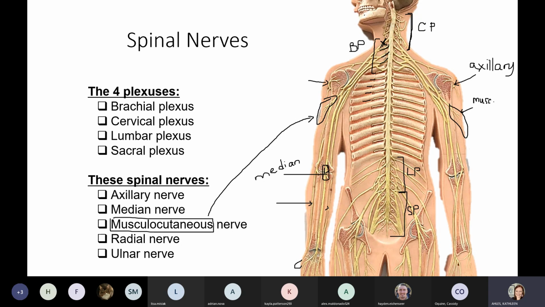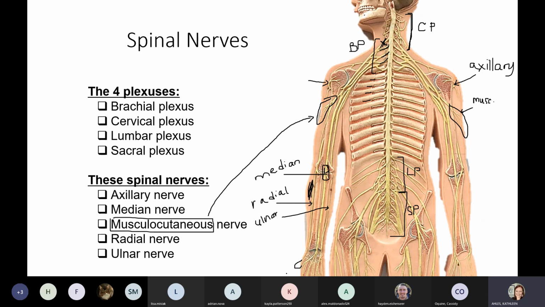Now help me out in the chat. This one right here is on the thumb side. Was it the radius or the ulna on the thumb side? Who lives on the thumb side? Exactly. Yep, my radius lives on the thumb side, which means that my nerve on the thumb side is the radial nerve. Which means that my other nerve is the ulnar nerve that lives on the ulna side.